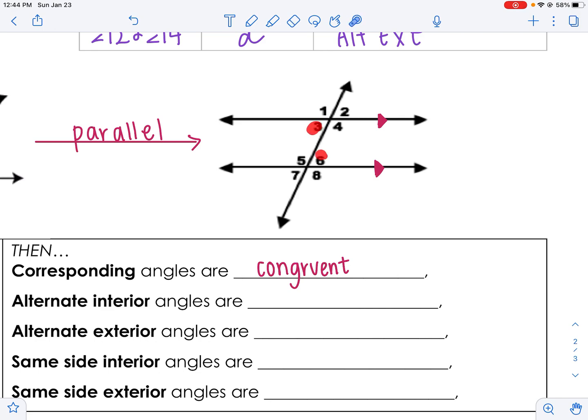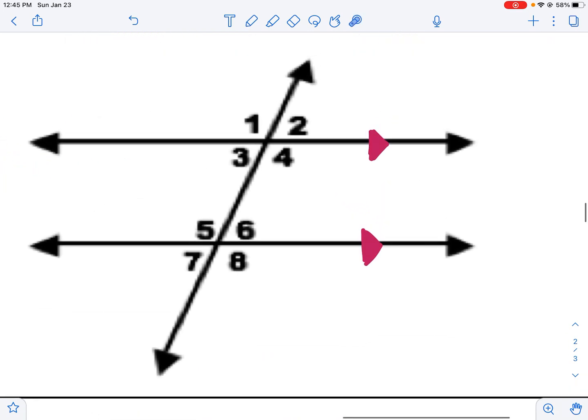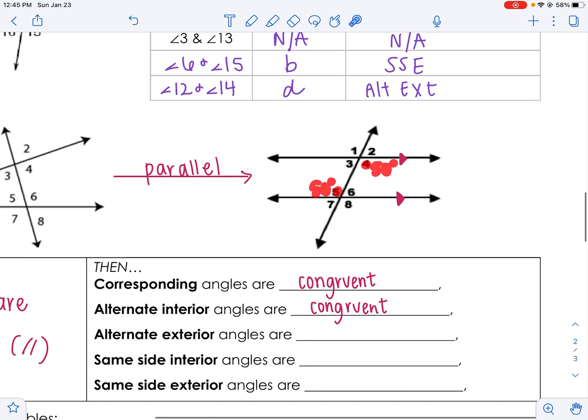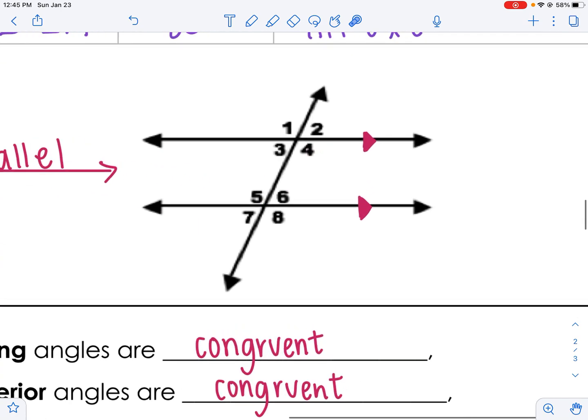Alternate interior angles, if I take a look, I notice that 3 is acute, 6 is acute, 4 is obtuse, and 5 is obtuse, so they match. So our alternate interior angles are also going to be congruent. That means if I told you that angle 4 is 50 degrees, well now I know that angle 5 is 50 degrees because those are alternate interior angles.